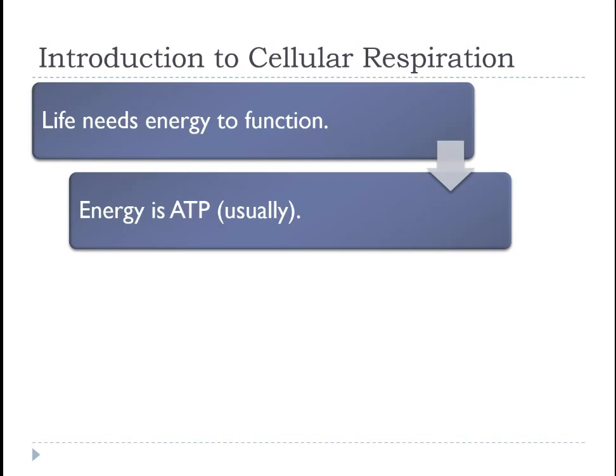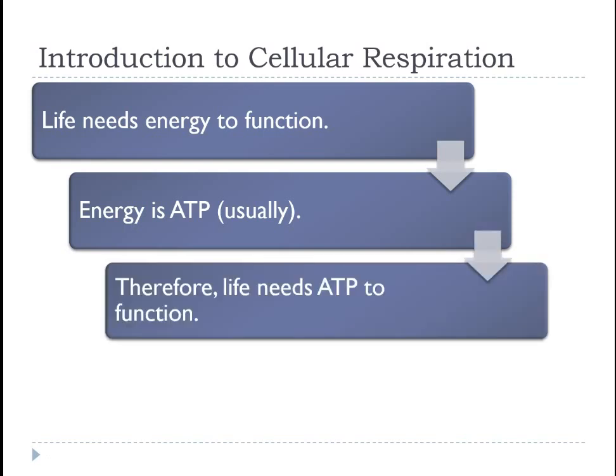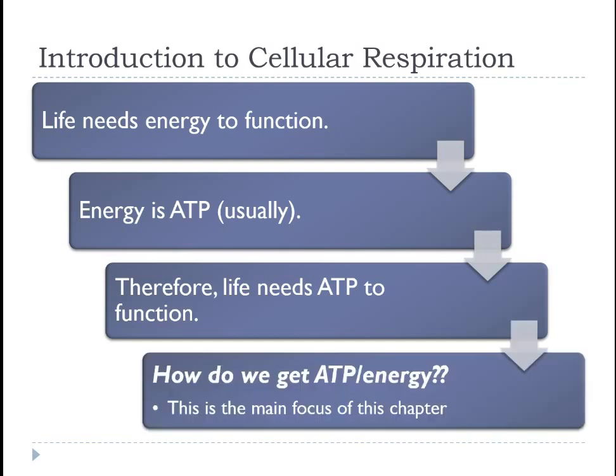If you have very little of it, you don't get to do a lot. So like your muscles need a lot, and your brain needs a lot. And cells that don't need tons, like maybe your liver, don't require as much ATP as your brain or your muscles. Therefore, life needs ATP to function. And ATP is what we're going to focus on in this chapter, and how glucose, which is sugar, gets converted into ATP in the mitochondria.